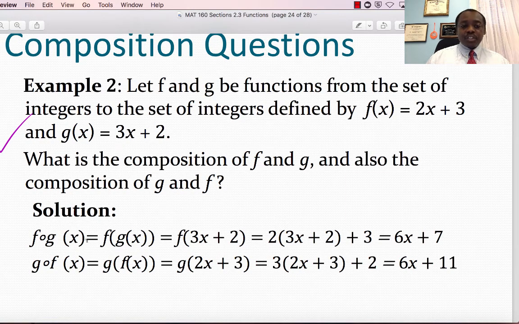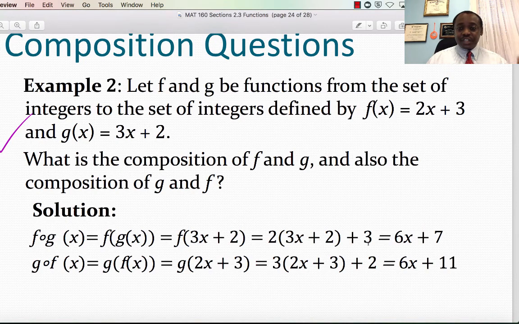F composed with g is f of g of x. Again, this is the most important part. You need to write f composed with g as f of g of x. What does g do when g sees x? It outputs 3x plus 2. What does f do when it picks any element? It outputs 2 times that element plus 3. So if f picks on 3x plus 2, it outputs 2 times (3x plus 2) plus 3.